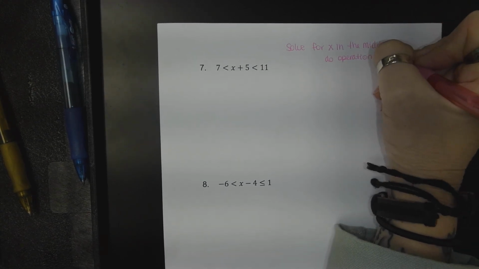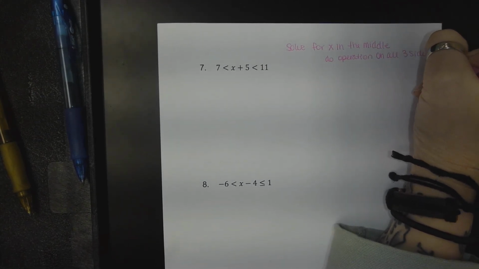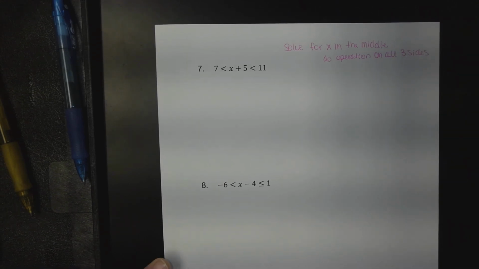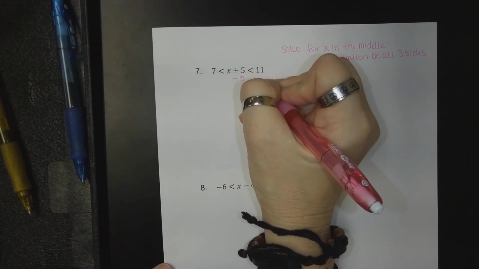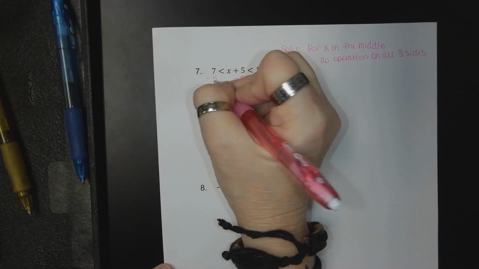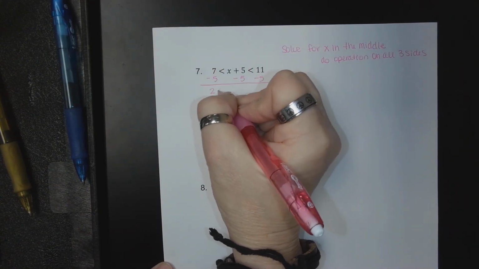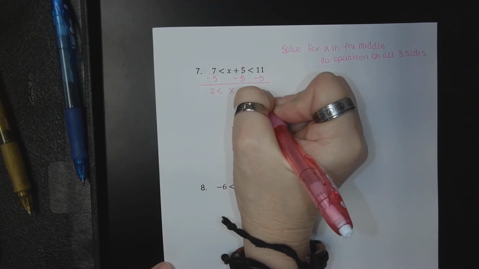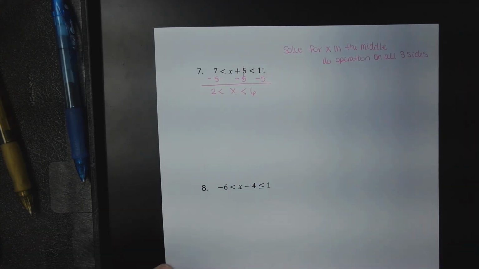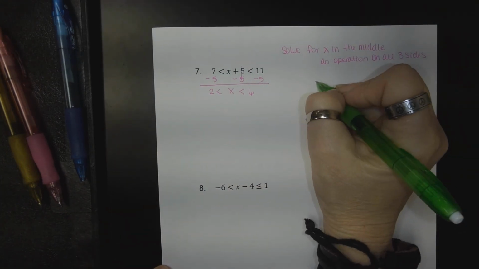Do the operation on all 3 sides. We always move the man who stands alone, so we're going to subtract 5, and we do it to all 3 sides. 7 minus 5, that's going to cancel. 11 minus 5. Okay, so now we put that on a number line just like we always have.